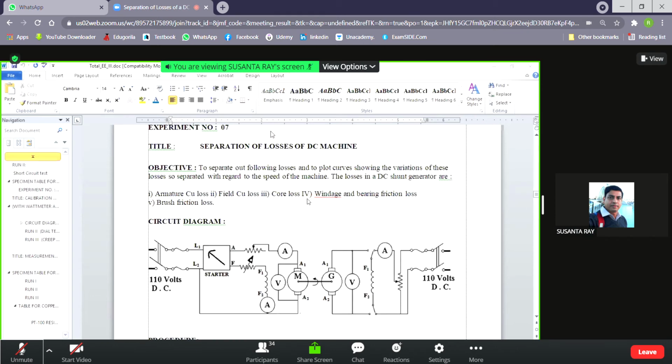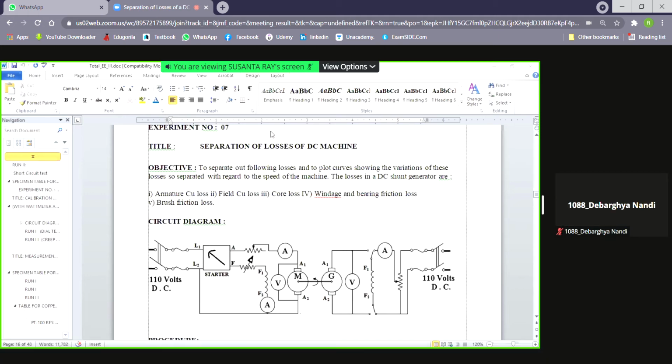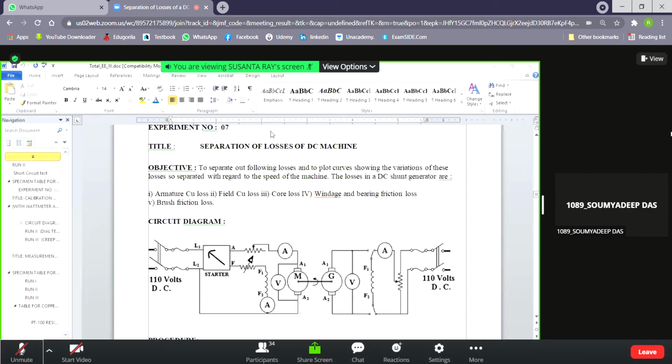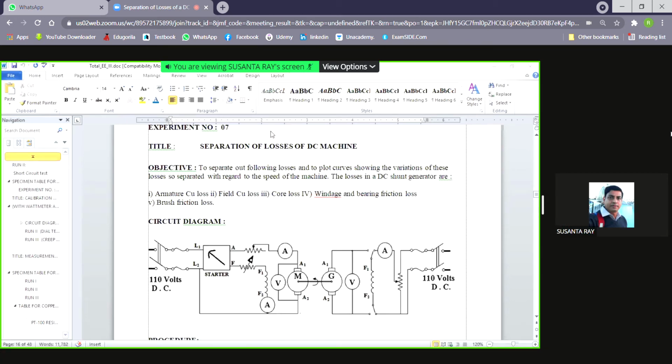Anyone? Hysteresis loss and eddy current loss. Hysteresis and eddy current loss. And these two losses are mainly frequency dependent losses. Am I right?